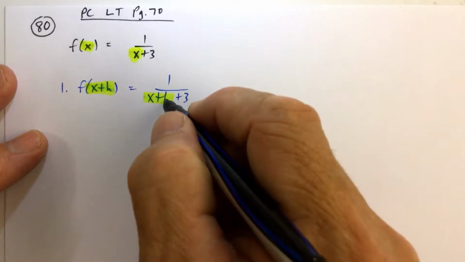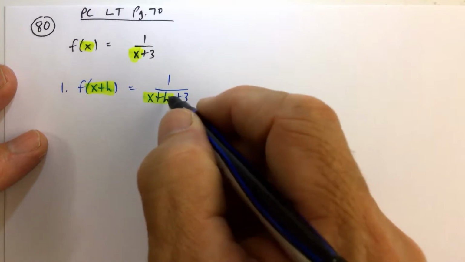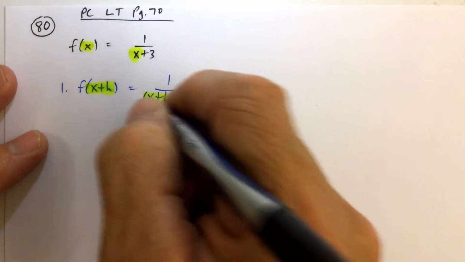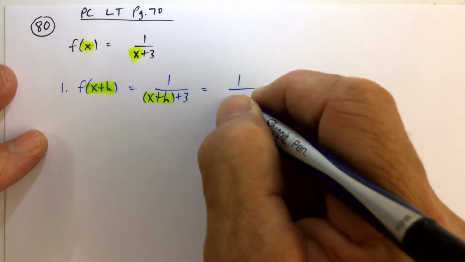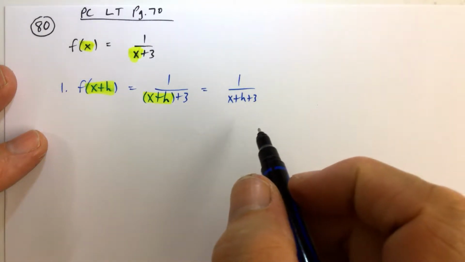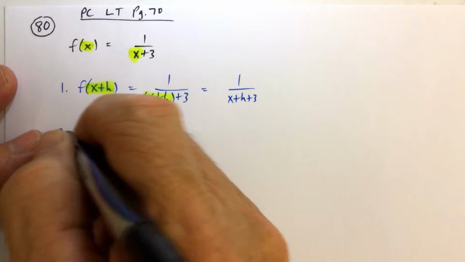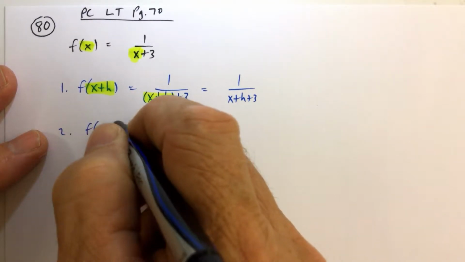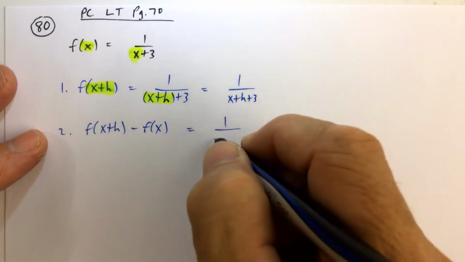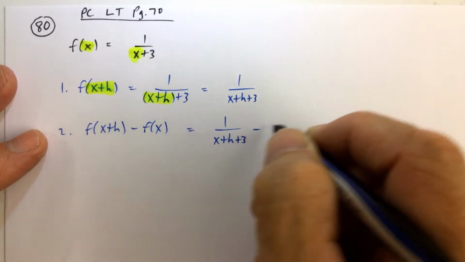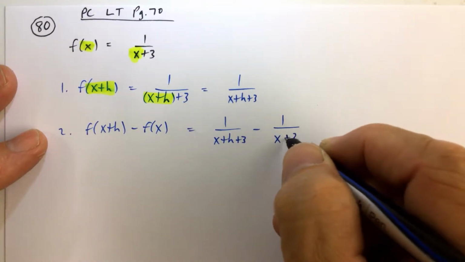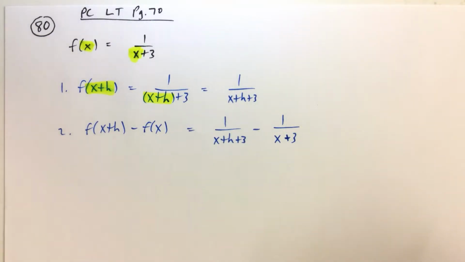Did I need to put parentheses around it? No, because it's not being multiplied by anything, and it's not being squared. If we wanted to put parentheses around it, we could, but we didn't need to. Then we could just do x plus h plus 3. So that's our f of x plus h. Second step, take our f of x plus h and subtract f of x. So that's our f of x plus h right there, and subtracting our f of x is given to us, 1 over x plus 3. So this is what we're supposed to simplify.